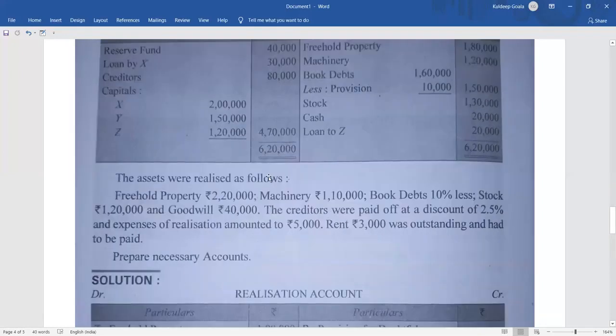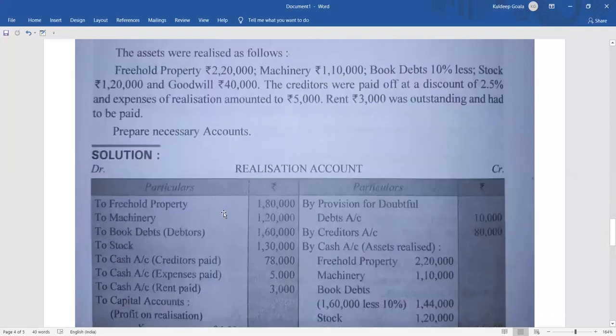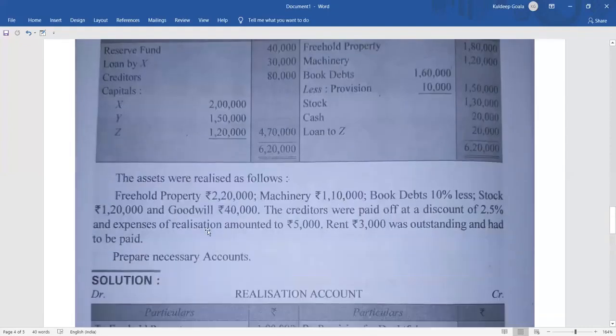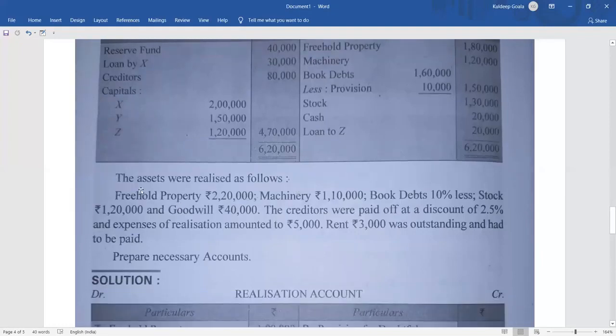So in the realization credit side, by creditors, by provision for doubtful debt 10,000, by creditors 80,000. Okay, once the entry has been transferred, settlement has been done in the realization. Now we can go for the adjustments. Other things will transfer later on. Okay, so what is there? The assets were realized as follows.